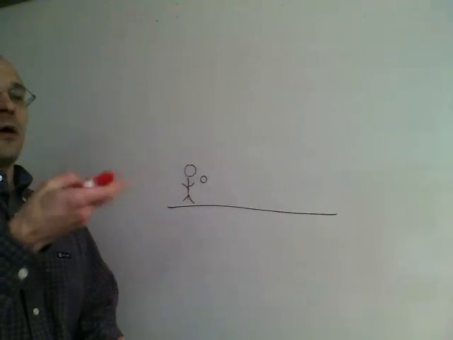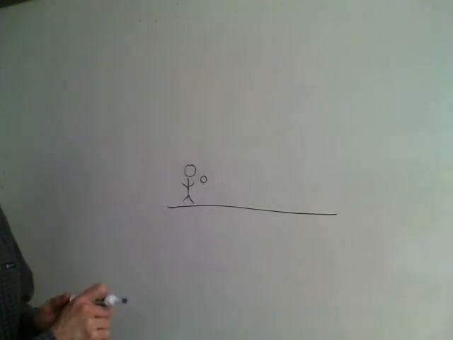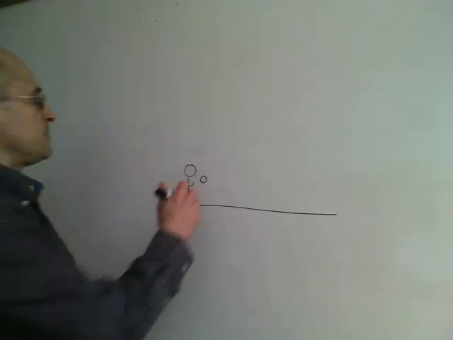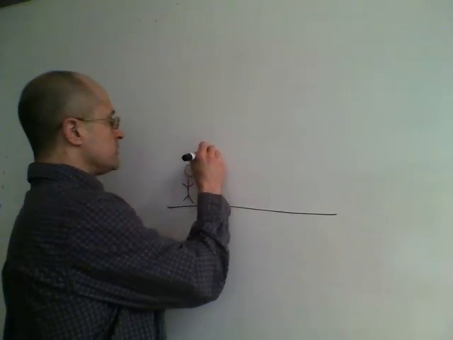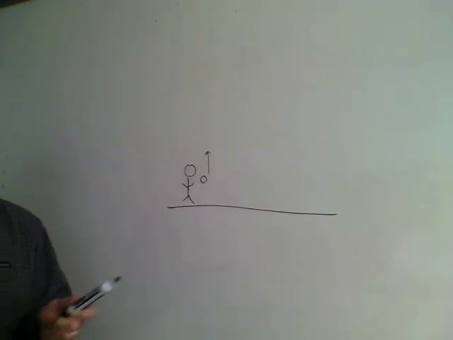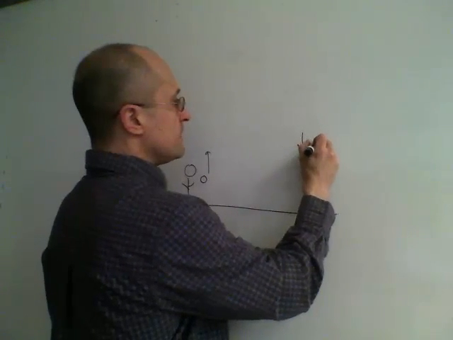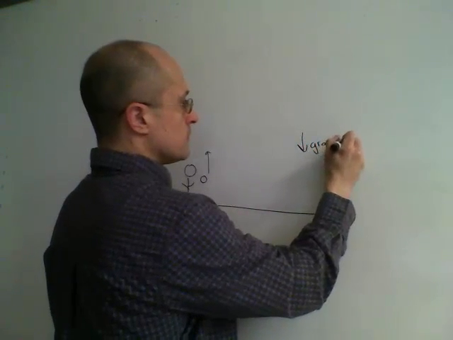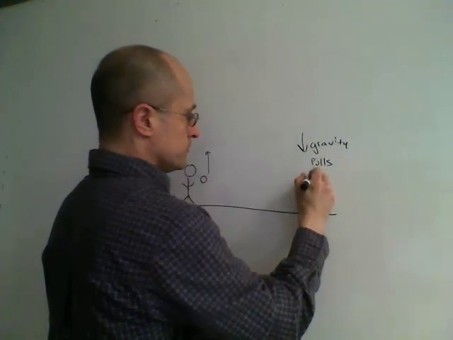Now, a common misconception that people think happens is once the marker or the ball leaves your hand, it continues traveling upwards, even though gravity pulls the object down.